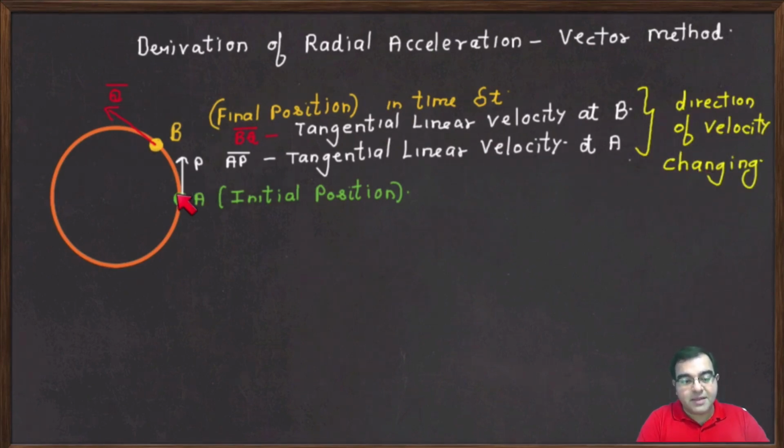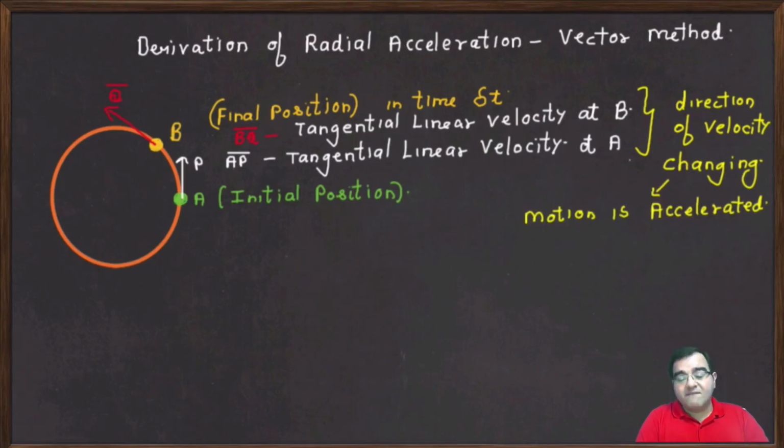Now, the direction of velocity is changing. Can you see this? AP bar at point A was directed towards the north, and BQ bar at point B is directed towards the northwest. So this is north upwards, this is west on the left. So this BQ bar is directed towards the northwest. Therefore, I say the direction of velocity is changing.